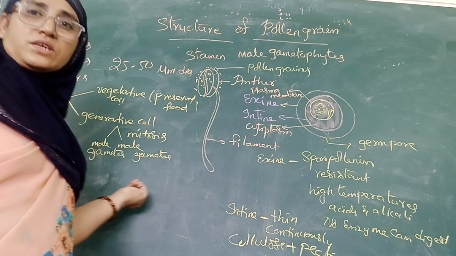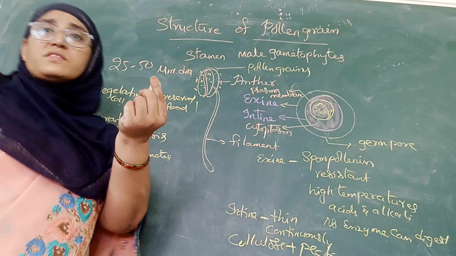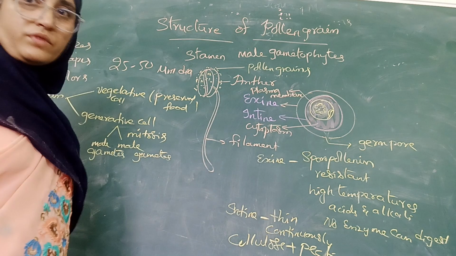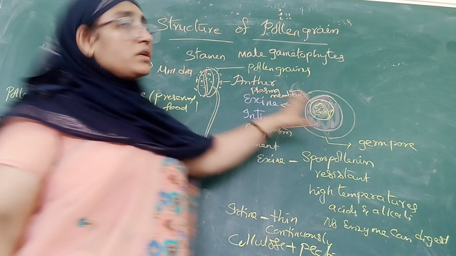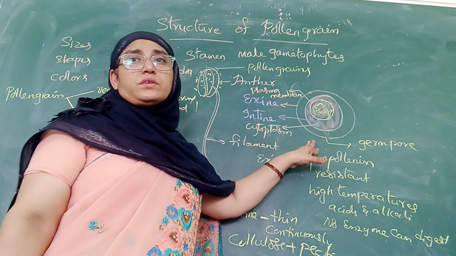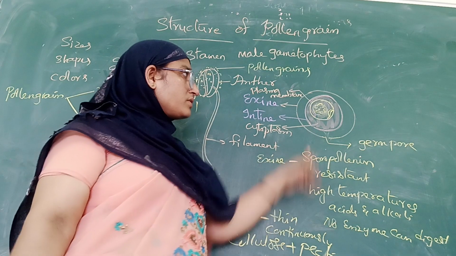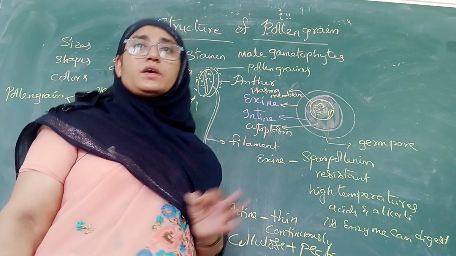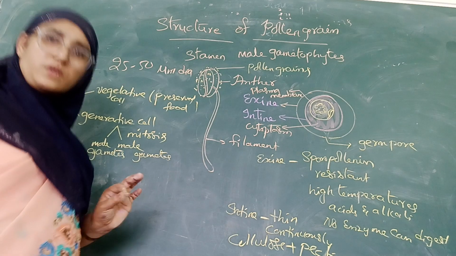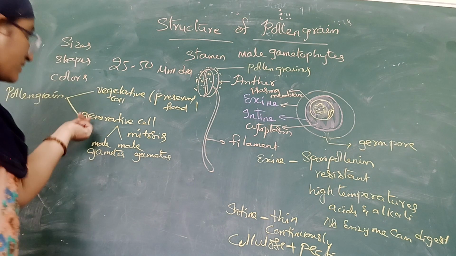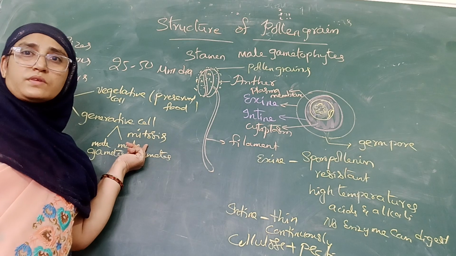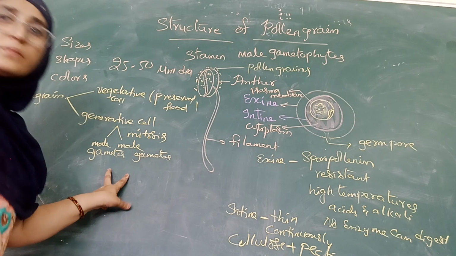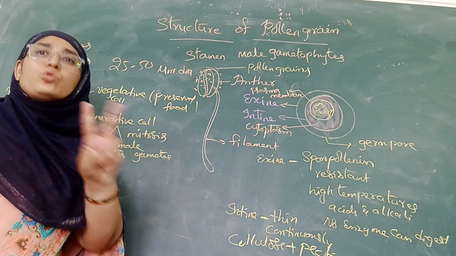Next, the generative cell is a small, spindle-shaped cell found floating in the cytoplasm of the vegetative cell. In most plant species, the pollen grains shed off during this two cell stage. Whereas in 40% of the plant species, further changes take place in the generative cell: it divides mitotically and gives rise to two male gametes.